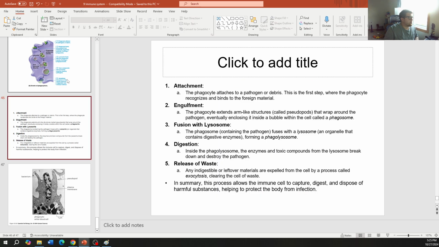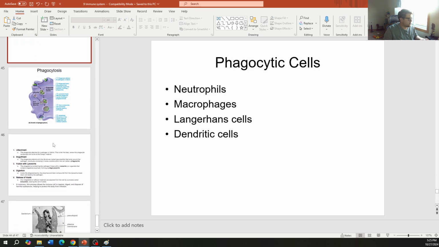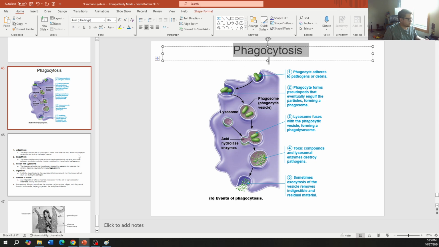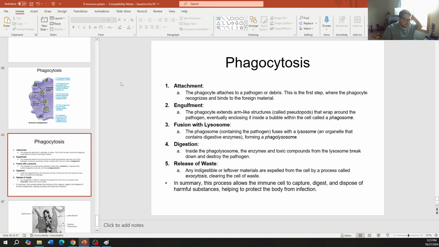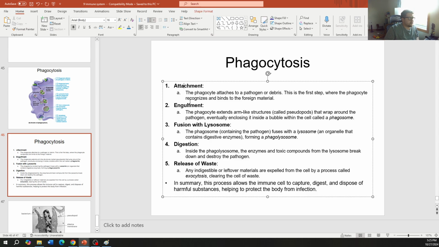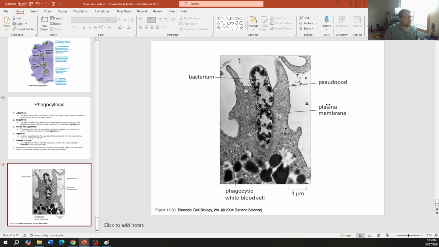This is a breakdown, a little bit more detailed of that. I'm not going to go into it. You don't need to know each of these steps a bunch, but this is just a little bit more detail and kind of the names associated with those. And here's a lab picture showing this process happening, where we have a phagocytic white blood cell consuming a bacterium.